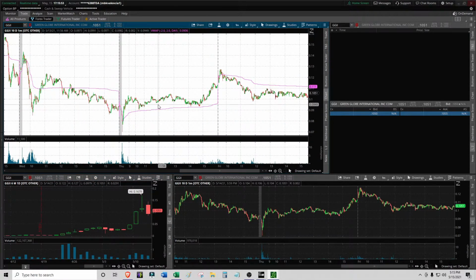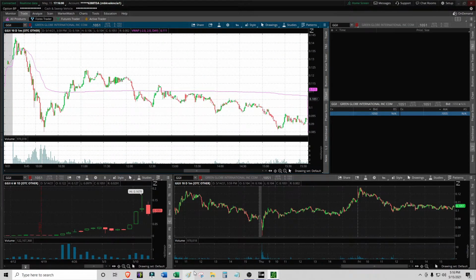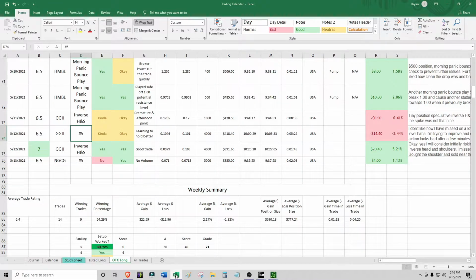The 12th was right here. This was a nice morning panic. And my buy was at, I actually held longer here. I remember this because, at this point of the week, I was starting to realize that I'm doing really bad not holding these long enough. The winners, not holding them long enough. And this one I held too long, but it's better that I'm working on it here. I started already doing that on the 12th, 3 days ago.